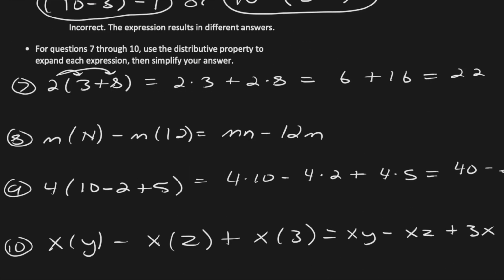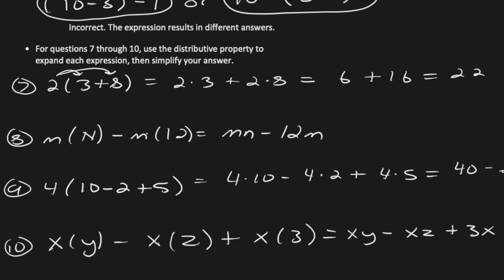So for questions 7 through 10, use the distributive property to expand each expression, then simplify your answer. So here we started off with this expression, right? And we are going to distribute, which we did. I did 2 times 3 here, and then 2 times 8 here, and we know that 2 times 3 equals 6, and 2 times 8 equals 16, which equals 22.